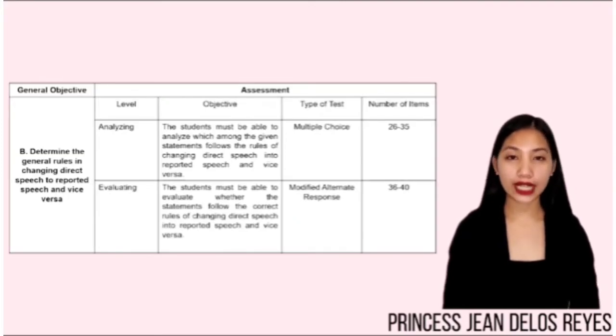Second, Objective B is consistent to the analyzing and evaluating level of the summative assessment, wherein for analyzing, students need to analyze which among the following statements follow the rules of changing direct speech into reported speech and vice versa through a multiple choice test indicated in items 26 to 35. For evaluating, students need to evaluate whether the statement follows the correct rules for changing direct speech into reported speech and vice versa through a modified alternate response test indicated in items 36 to 40.